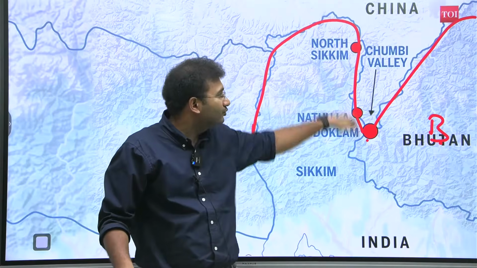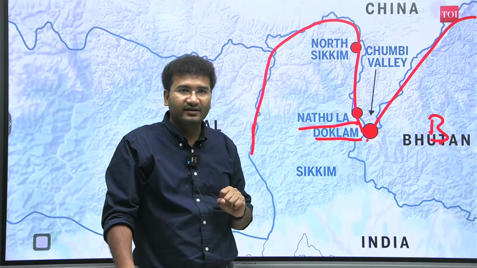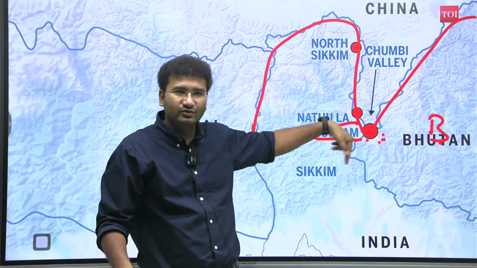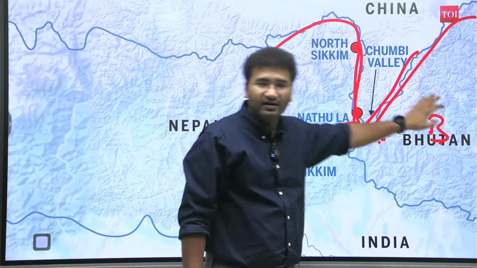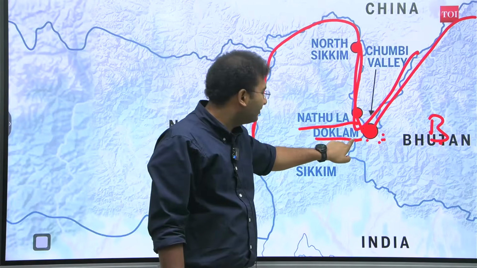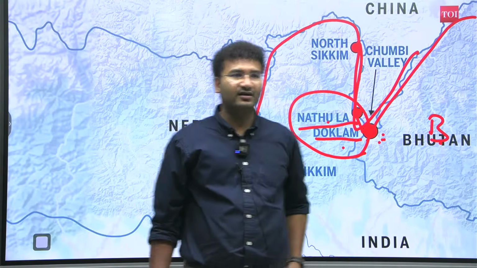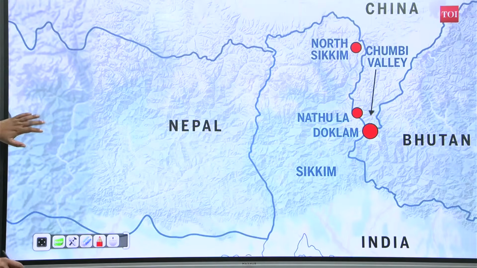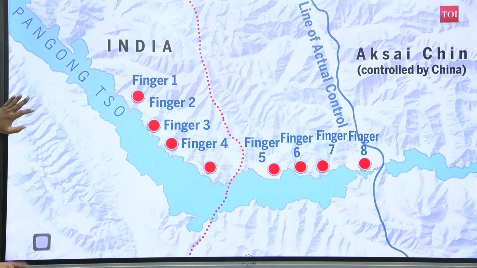This is called the Chumbi Valley. Within the Chumbi Valley, you have Doklam and Nathula. These are the two passes. Doklam is actually in Bhutan, having borders with Bhutan, present in this Chumbi Valley, the valley which is present between Sikkim and Bhutan. So here you have Doklam and Nathula, the two passes. This is where we had the Doklam standoff, 3 to 4 years before, in 2020. Doklam and Nathula, okay.